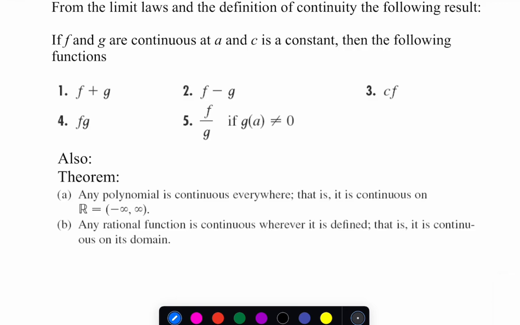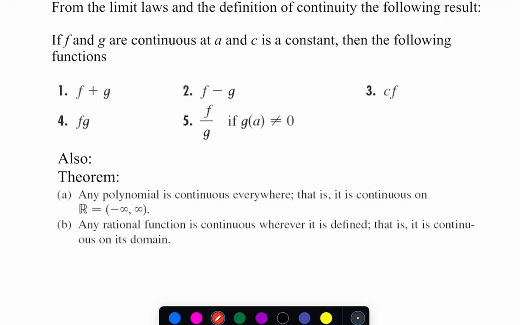Now, what's great is because of the limit laws, every function that is continuous at A, and if C is a constant, will continue to be continuous at A, whether you add the 2 functions, subtract them, multiply by a constant, multiply them, divide them, as long as the division doesn't result in a 0 denominator. So any polynomial is continuous everywhere, which is great. It's continuous on the real numbers. A rational function is continuous everywhere except where its denominator is 0, or it is continuous along its domain. So if a rational function is defined there, it's going to be continuous there.